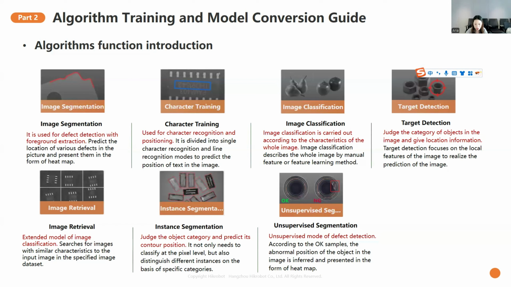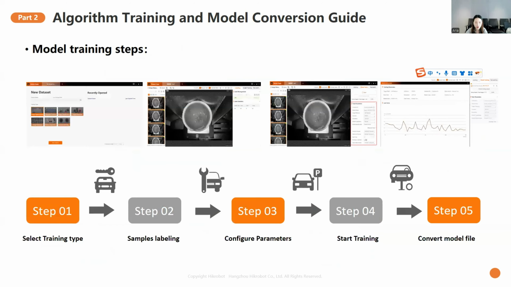So in the next part, let me briefly walk you through the training procedure for all of the algorithms. If you need to train a deep learning algorithm, a separate software is required. The software is named Vision Train. You can directly download the software from our official website.